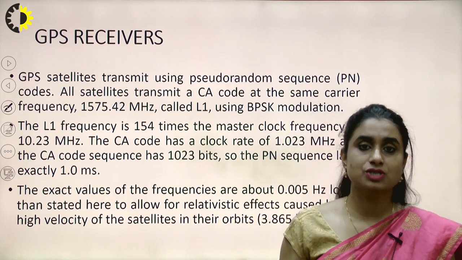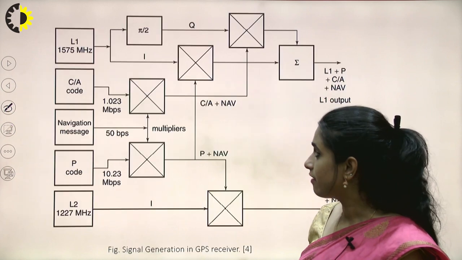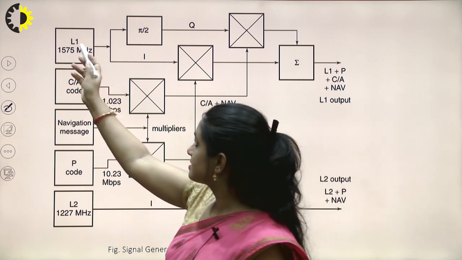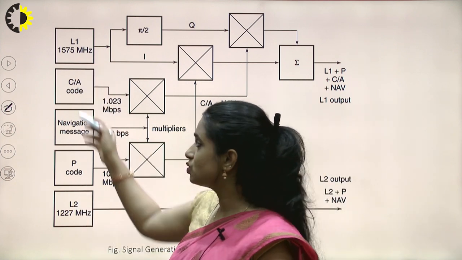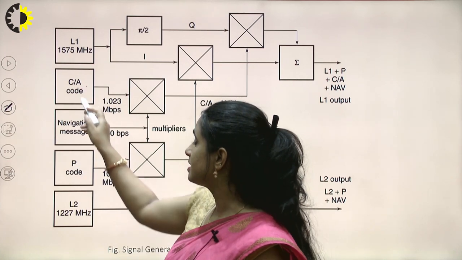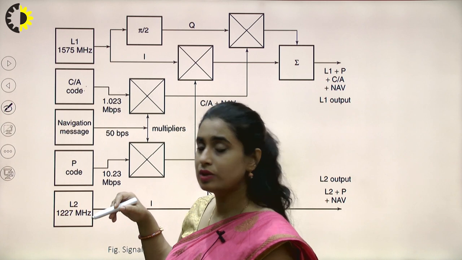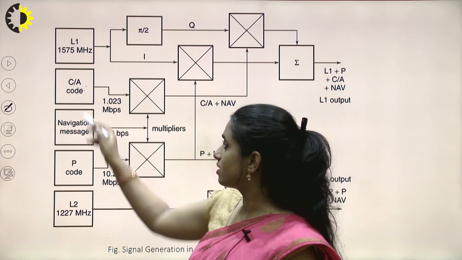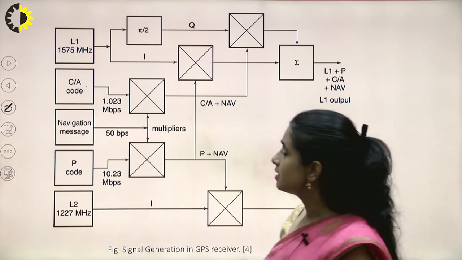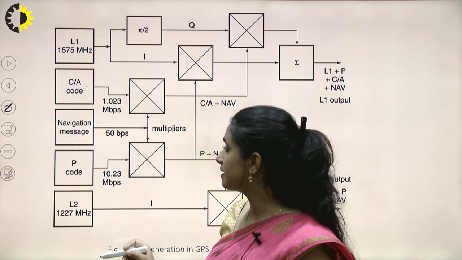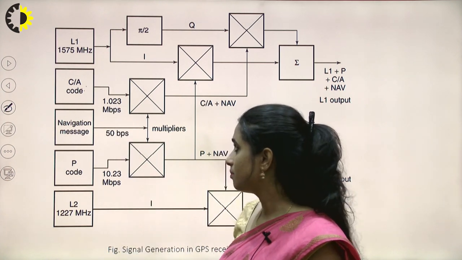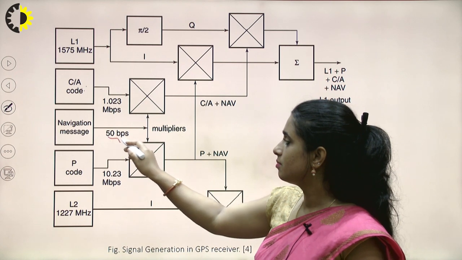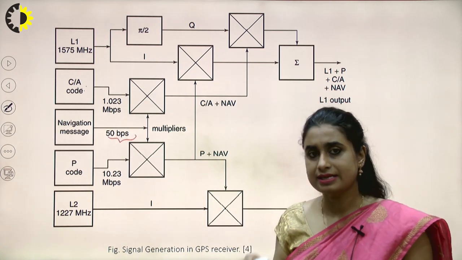If I talk about how my GPS receiver actually works, let's see it in detail. We have a picture for it. This is signal generation in a GPS receiver. This is the L1 signal, L2 signal, and the two kinds of codes which are used in civil and military: the coarse acquisition code and the P code, the precise code. And this is the basic navigation message. These are always processed with the pseudorandom codes, right? The data rate for the CA code is 1.023 Mbps, whereas for the P code it is approximately 10 times higher, which is 10.23 Mbps. The navigation message is usually provided at a lesser data rate.